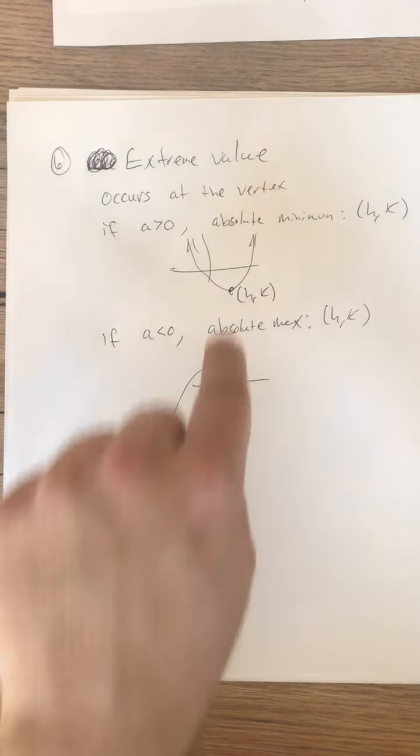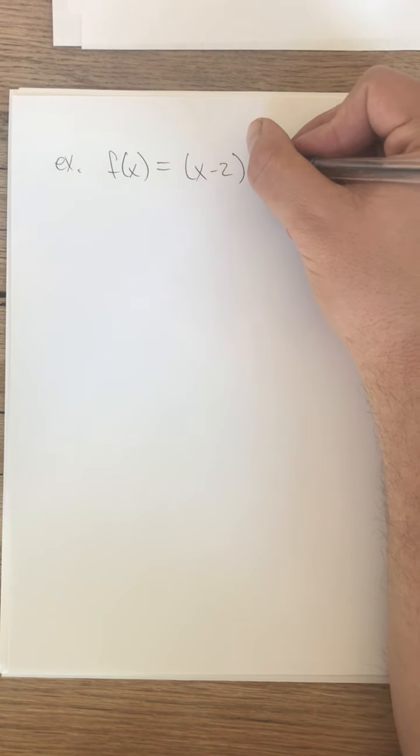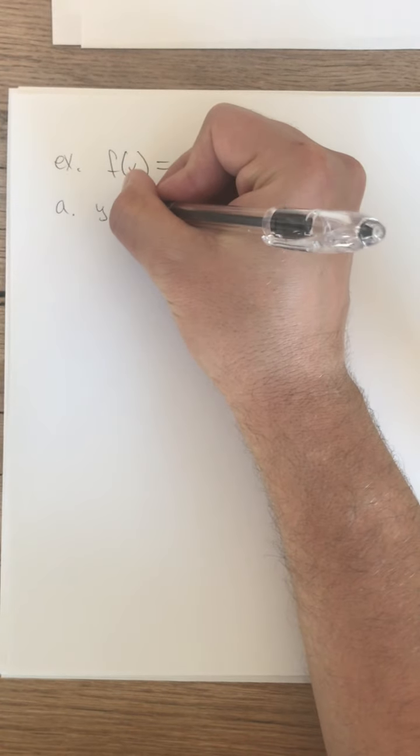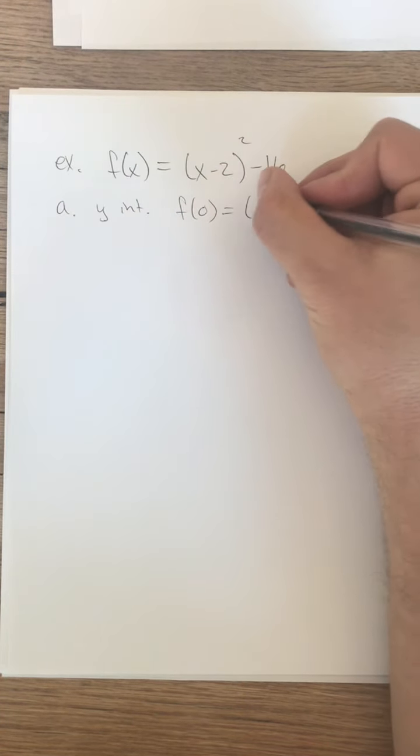So let's do an example starting off in vertex form. Let f of x equal x minus 2 squared minus 16. Let's find the y-intercept, which is f of 0. 0 minus 2 squared minus 16 is 4 minus 16, which is negative 12. So the y-intercept occurs at 0, negative 12.